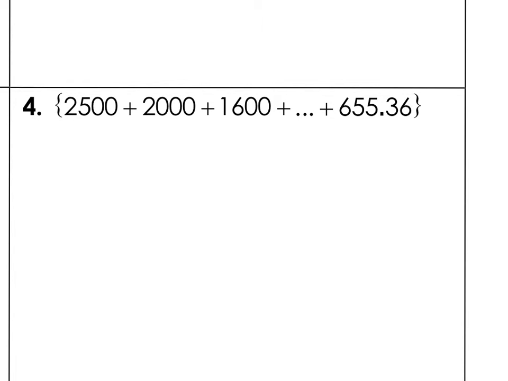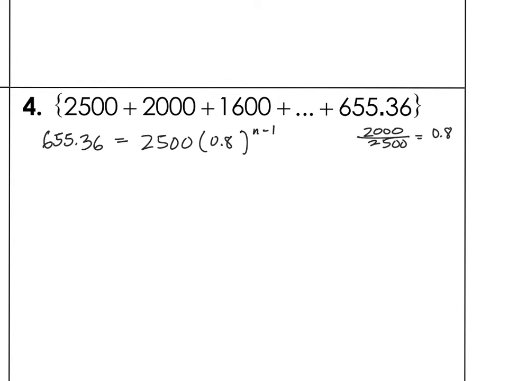So I know that this last term, 655.36, is equal to the first term times r to the n minus 1. Okay, so we have to figure out what r is. That one doesn't look as easy to figure out. So I'm going to go over here and put the second term over the first term, and I can just simplify this or divide it out. And I think you get 0.8. So that's what I'm going to put right here. Okay, so there's my r. I have to figure out what n is.